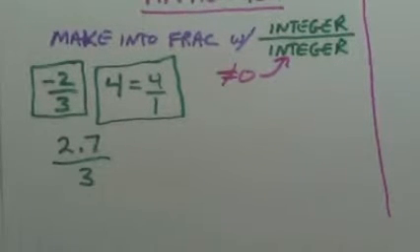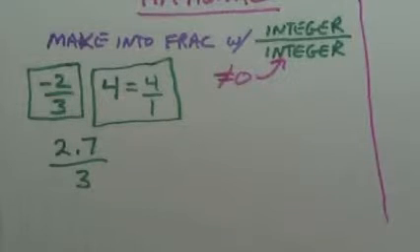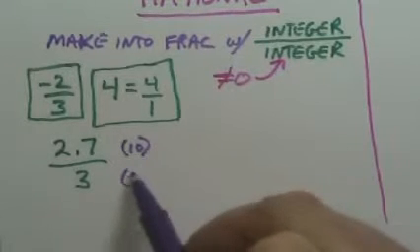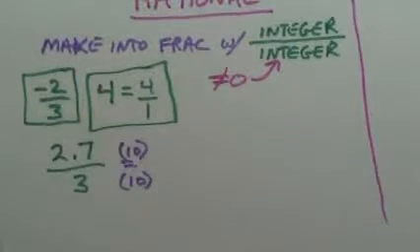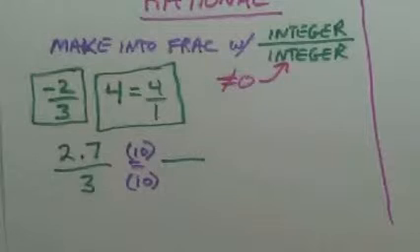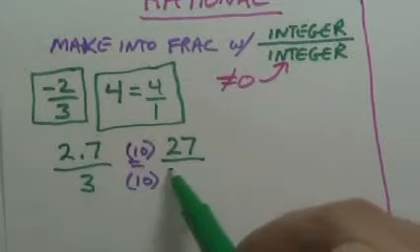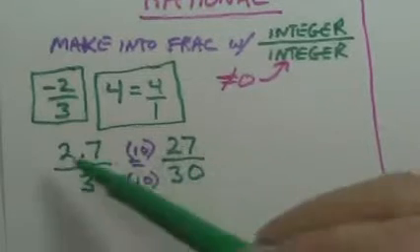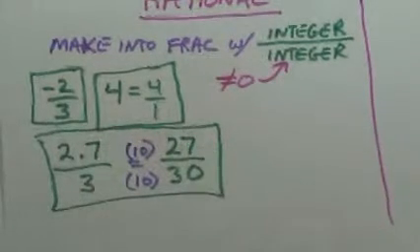Well, how about 2.7 over 3? Is that considered rational? Well, let's see. That's not an integer, but this one is. So it doesn't look like it's a rational number. However, if I multiply the top and the bottom by the same number, 10, I'm going to end up with 2.7 times 10 is just 27. And 3 times 10 is 30. So this is really 27 over 30. It's the same thing. And therefore, that is an integer over an integer. So that works out.